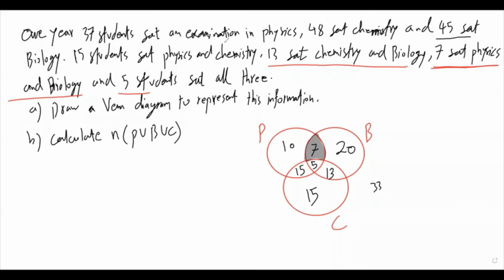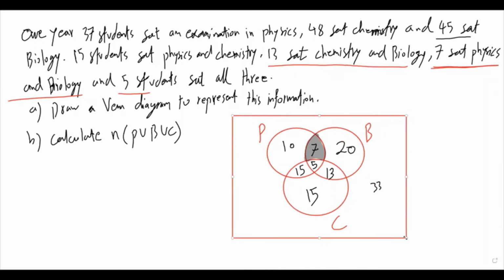But I need to put all of them in a rectangle. I forgot about that. Whenever you draw a Venn diagram, guys, you need a universal set. In this case, there is no number outside. So we have 0 students who are not taking any one of these subjects. So no need to put any number outside.